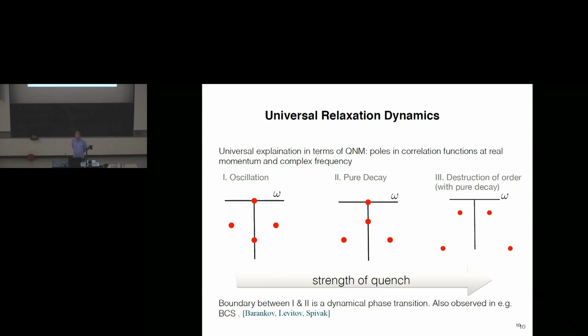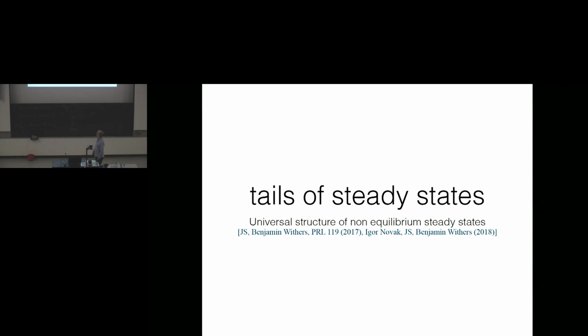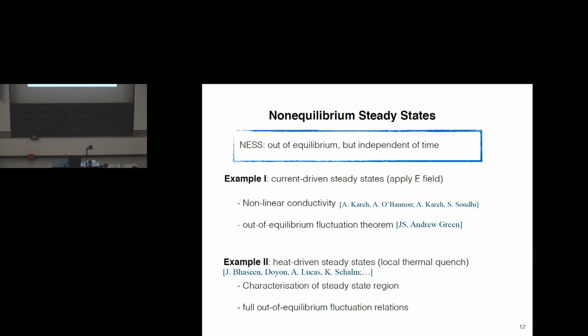Okay. So let me go then to tails of steady states. So this will be tails in a different sense, but you will very quickly realize how they are related to these tails as well. So let me give you just a little bit of history of steady states in holography. A non-equilibrium steady state is essentially a configuration of the system which is out of equilibrium but still independent of time. So such states can be engineered. They can also be realized in holography.